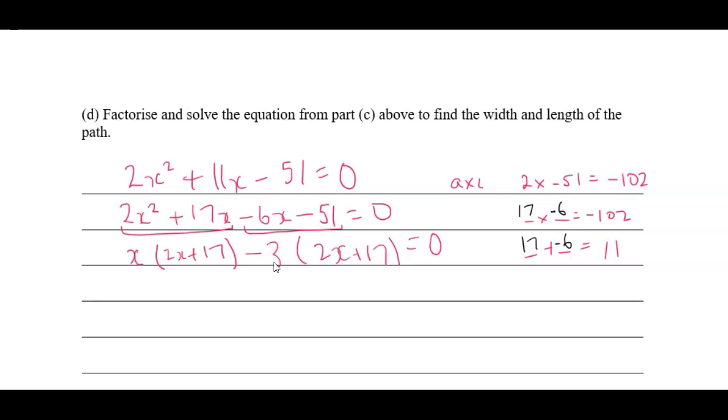Okay, so we've got x minus 3 as our first bracket, and then 2x plus 17. Doesn't matter what order you do that in. And then we use the null factor law.